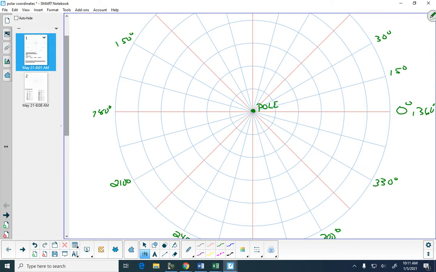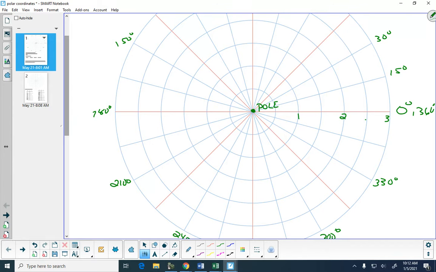And you can label these circles any units you want. You can just increment it out. I'm going to use every circle as a half unit. So this would be 1 unit away from the pole. This would be 1.5. This would be 2 units away from the pole. This would be 2.5 units, and this would be 3 units away from the pole.